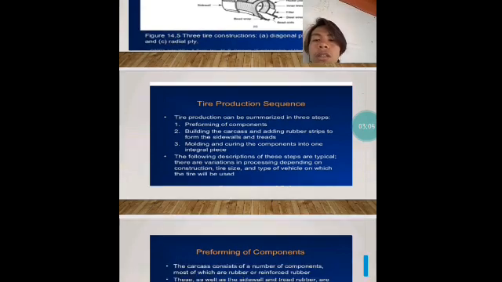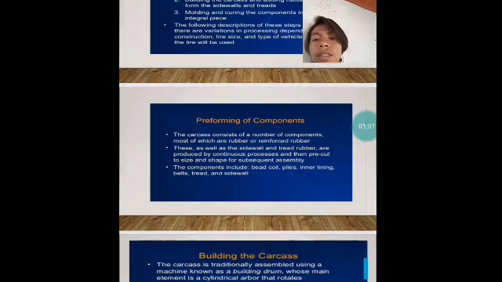So next is preforming of components. The carcass consists of a number of components, most of which are rubber or reinforced rubber. So this, as well as the sidewall and tread rubber, are produced by continuous processes and then pre-cut to size and shape for subsequent assembly.